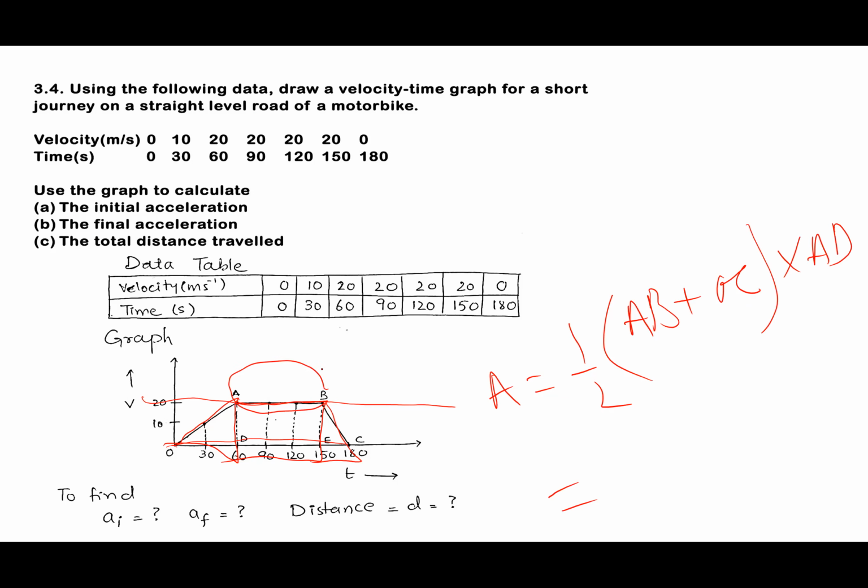This side, which is 150 minus 60, is 90. In timing, its width is 90. Here the width is 180 plus 180 divided by 2 multiplied by 20. The vertical distance between these two lines is 20. You will get the answer. Do it as home assignment.